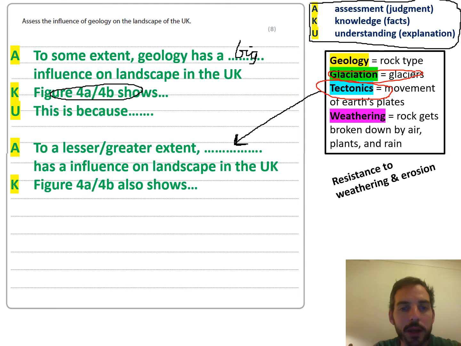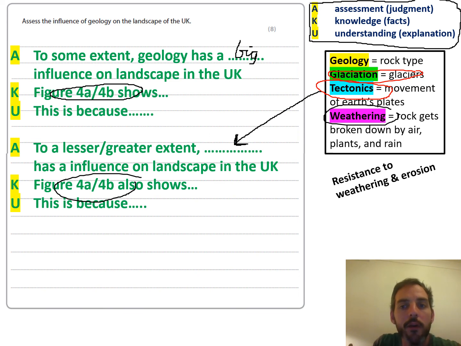Again, repeat the process. Get some facts from the resource. Now, unfortunately, the resource is quite thin. On the ground, it only shows rock type, it only shows geology and landscapes. But you can work in your understanding of the UK. We know that the Weald is in southern England. We know that Giant's Causeway is in Northern Ireland. You can put that in there too. Then explain it. So how has this extra additional factor affected landscapes? How has tectonics affected landscapes? How has weathering affected landscapes?